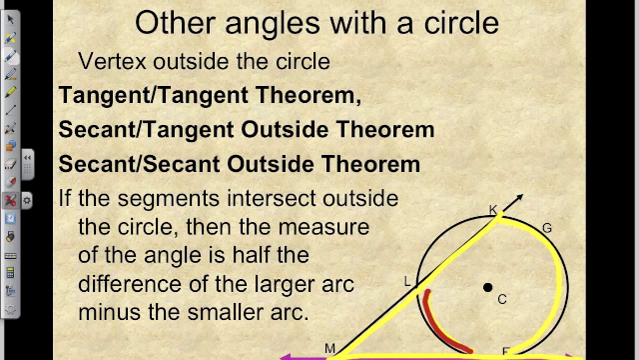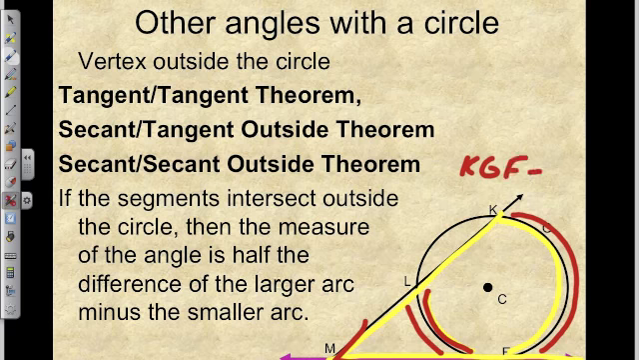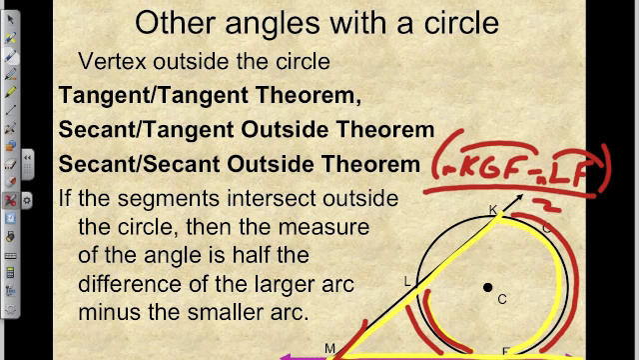So what I do to find the measure of my angle out here at M is I take the measure of arc KGF minus the measure of arc LF, and then I divide that by 2. That's what we want to do with this particular situation.